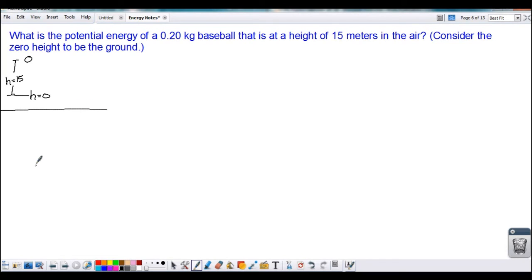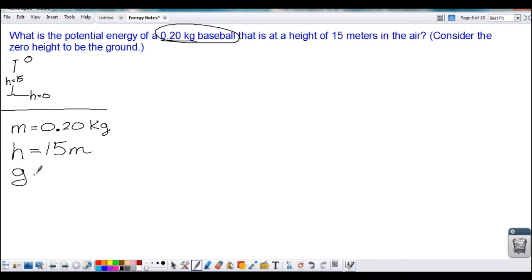Okay, got our picture. Write down what we're given. Well, a 0.2 kilogram baseball, that is the mass of the baseball, and it is already in kilograms, so we don't have to worry about converting it. At a height of 15 meters in the air, and the zero height is the ground, so the height is going to be a positive 15 meters. We went up 15 meters from the ground to get there. We do know the gravitational field constant on Earth is 9.81 newtons per kilogram. And now we are ready to write down what we're trying to find. We are trying to find the gravitational potential energy, so PEg.